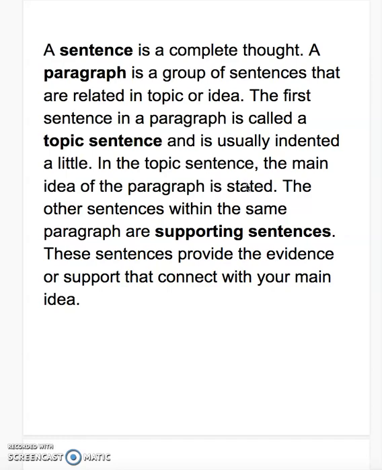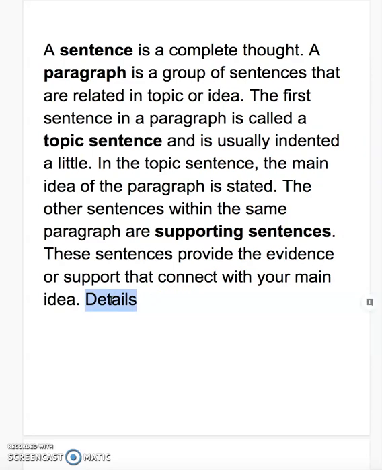The other sentences within the same paragraph are referred to as supporting sentences. So they support the main idea. These sentences provide the evidence or support that connect with your main idea. And what's really important is they include details. It's a big word. It's an important word, details.